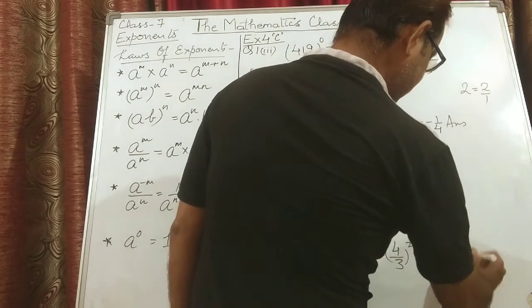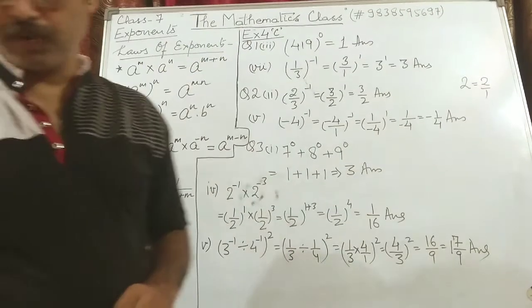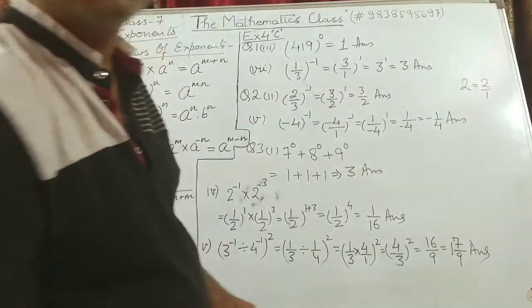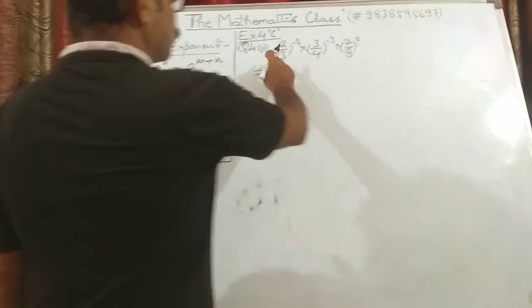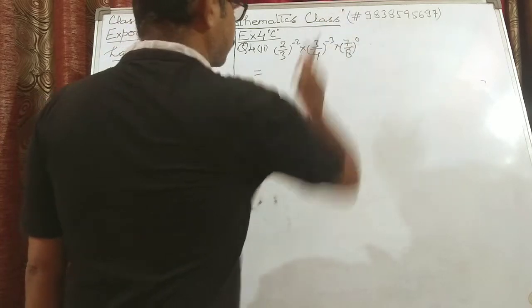16 upon 9, that is the final value. So we move on to the next question now. I am taking the second part: (2/3) to the power minus 2 into (3/4) to the power minus 3 into (7/8) to the power 0.